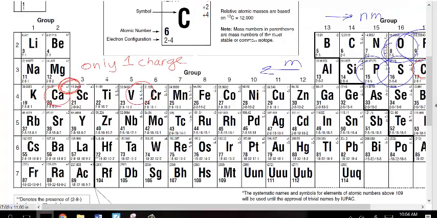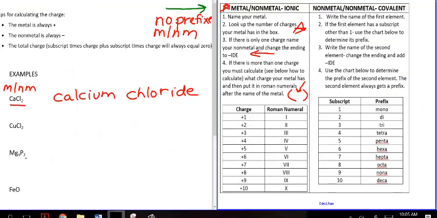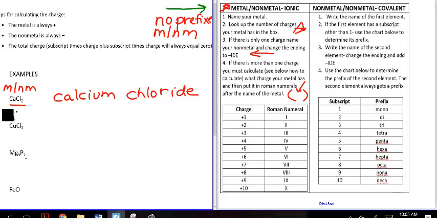So again, we figure out, do we have 2 nonmetals, or a metal and a nonmetal? What do we got going on? So here's copper, and here's chlorine over here. You can barely see it, but either way, you can see we have things from different sides of the stairs. We have a metal to a nonmetal.